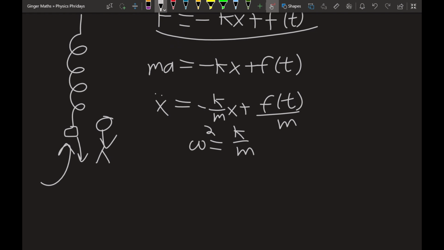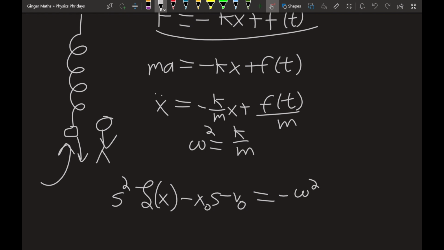So, taking the Laplace transform of both sides, on the left-hand side we end up getting s squared times the Laplace transform of x, minus our initial position times s, minus our initial velocity, which is equal to the Laplace transform of the right side, which is just going to be minus omega squared times the Laplace transform of x, plus the Laplace transform of f of t, which I'm just going to call capital F of s, divided by m.